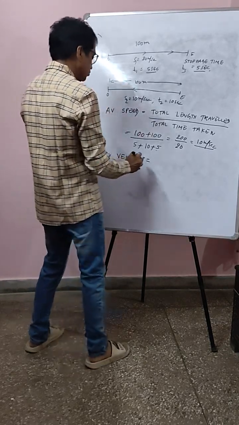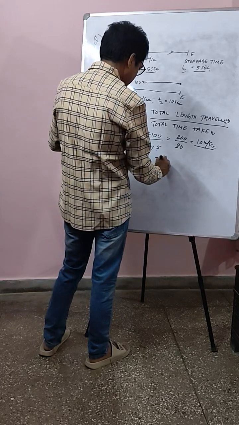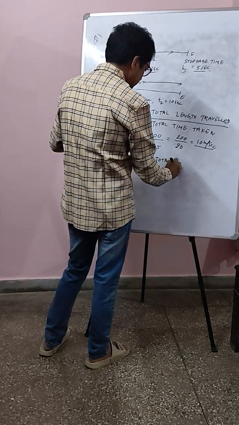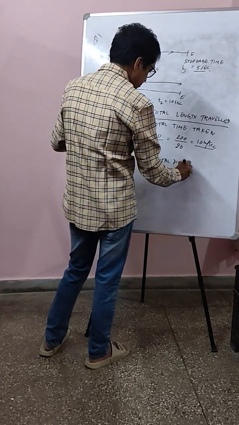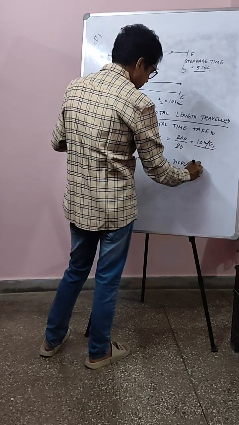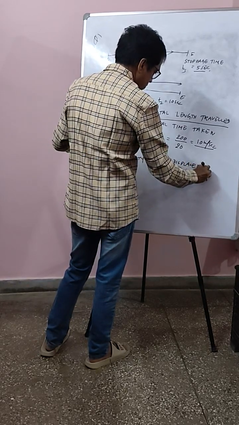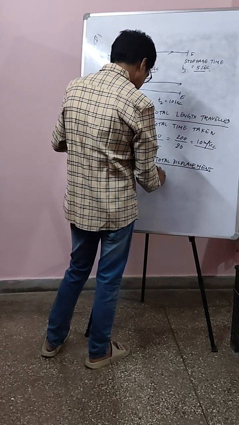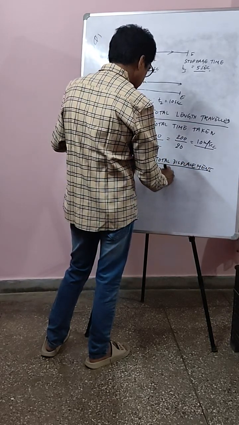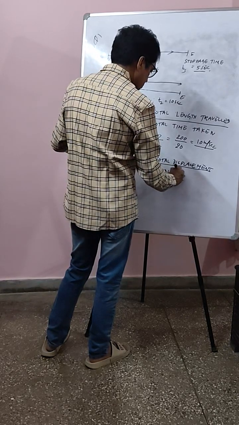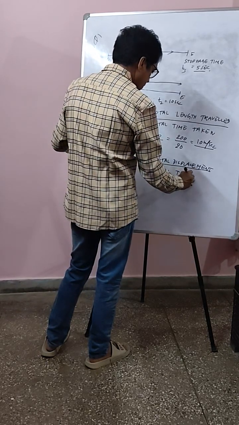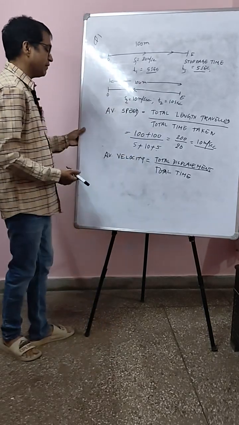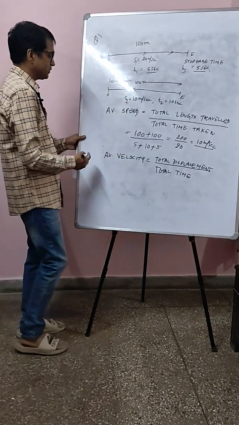What is average velocity equal to? Total displacement upon total time. So we have to find average velocity as the total displacement upon time.